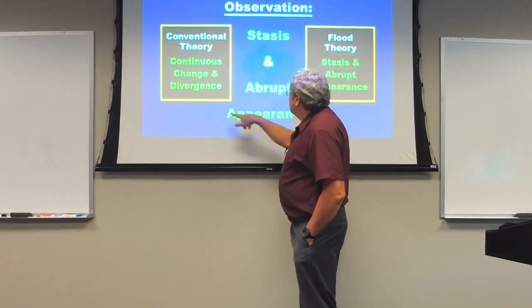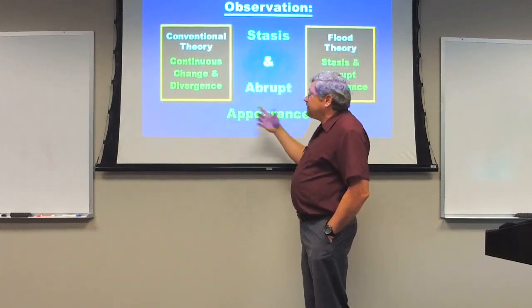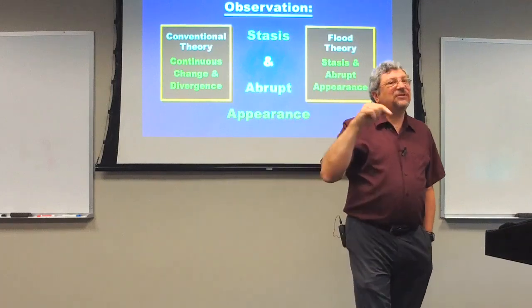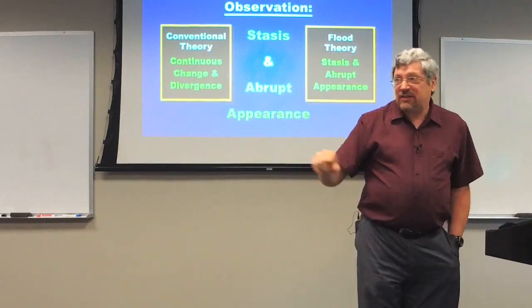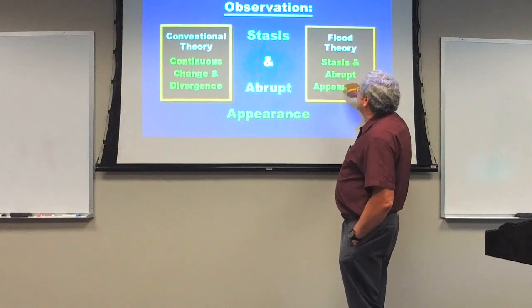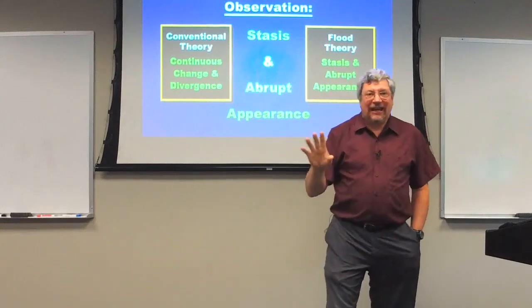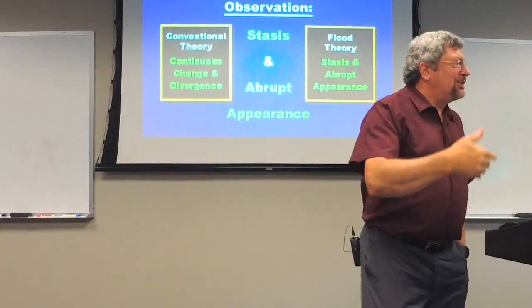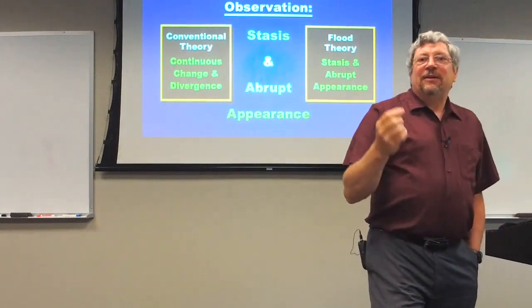Now, Steve Gould argued for stasis and abrupt appearance of species. This is a general argument for stasis and abrupt appearance of taxa, all taxa, genera, families, and so on all the way up.